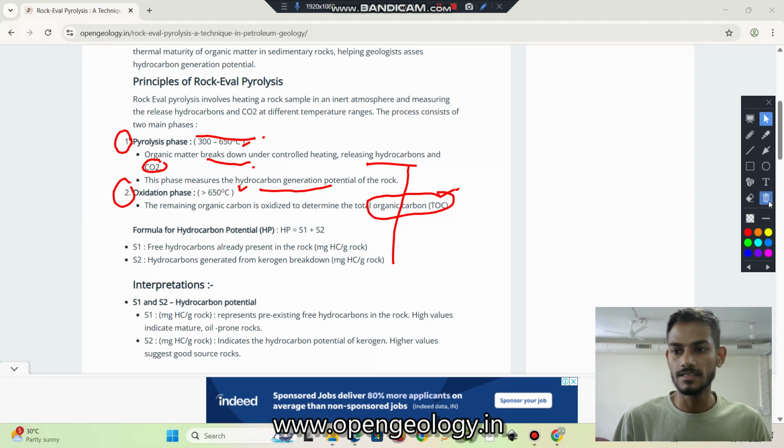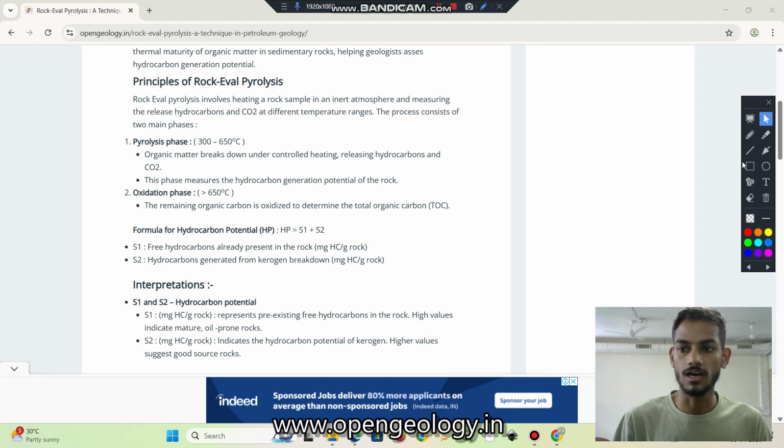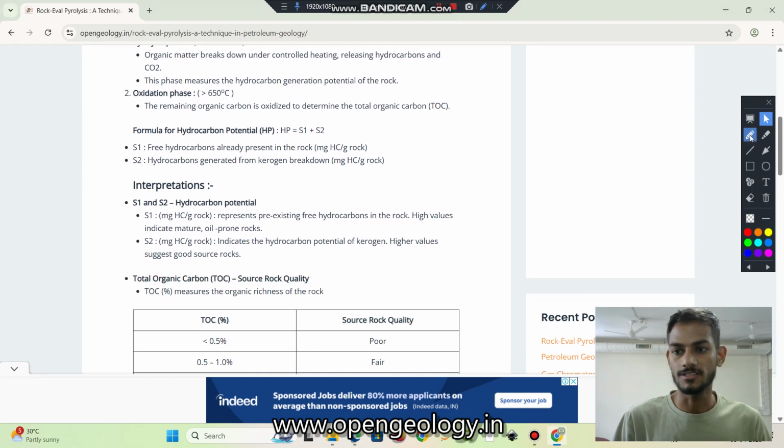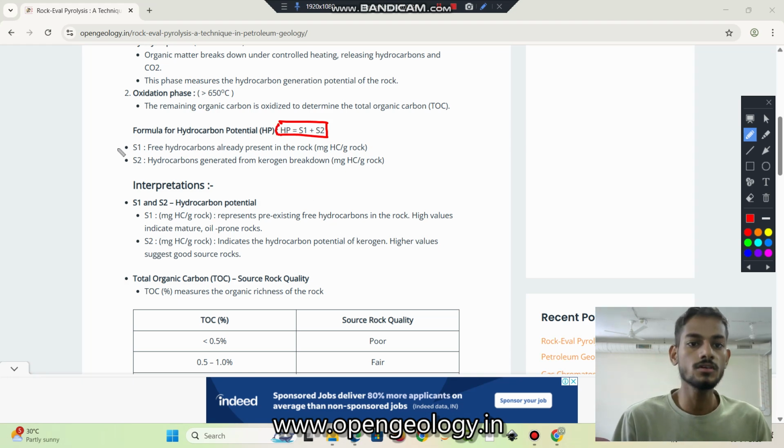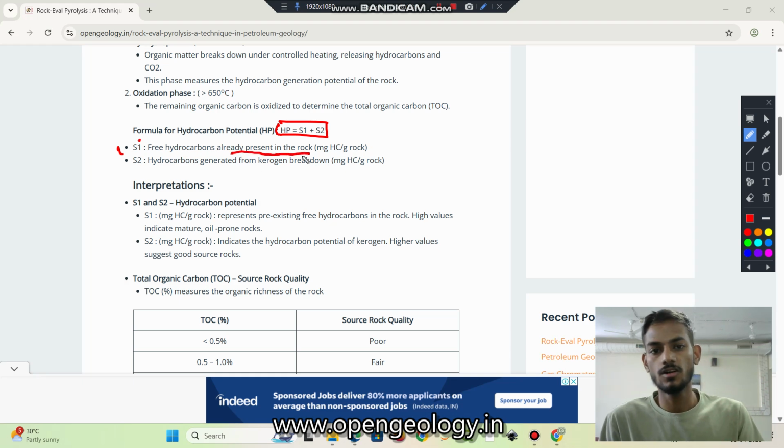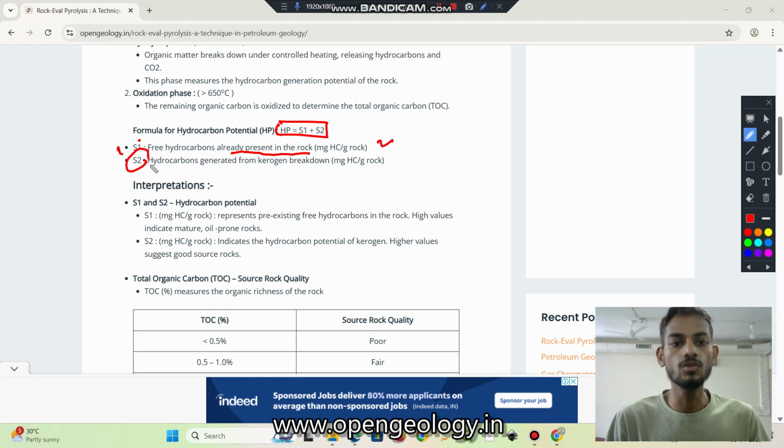Then there is a formula for the hydrocarbon generation potential, that is HP. It is a combination of S1 and S2. Now what are these S1 and S2? S1 is the free hydrocarbon which is already present in the rock, and its unit is milligram hydrocarbon per gram of rock. Then you have S2, that is the hydrocarbon generated after breakdown of kerogen.